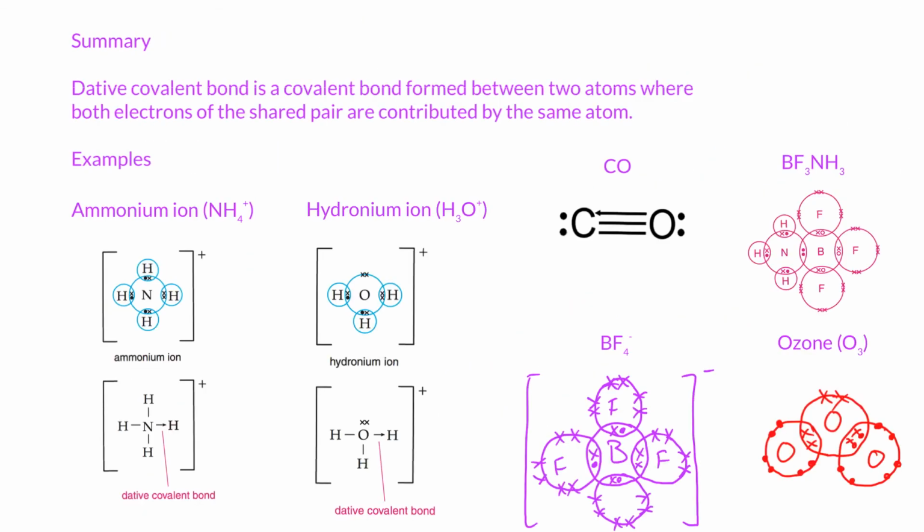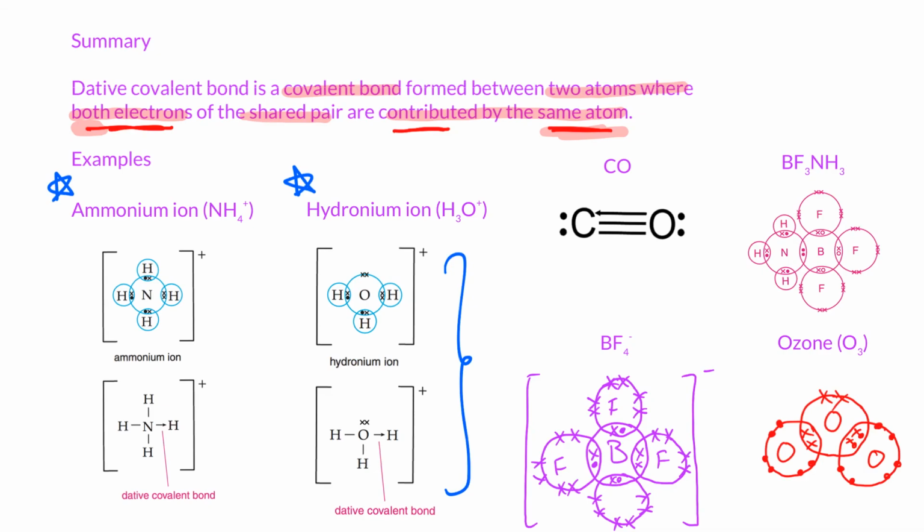So to summarize, a dative covalent bond is a covalent bond, first of all, formed between 2 atoms where both electrons of the shared pair are contributed by the same atom. Some keywords like contribute, same atom, both electrons must not be missed in the process. For examples in the textbook, we got 2 of them: ammonium ion and hydronium ion. You must know how to draw these 2 types of diagrams.